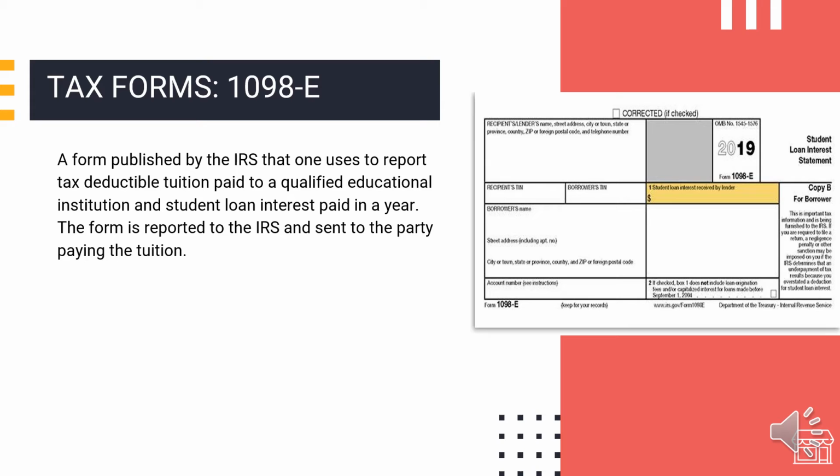Tax forms, 1098-E. This is a form published by the IRS that one uses to report tax deductible tuition paid to a qualified educational institution and student loan interest that is paid in a year. This form is reported to the IRS and sent to the party paying the tuition. On the right hand side of the screen, you will see a sample of a 1098-E.